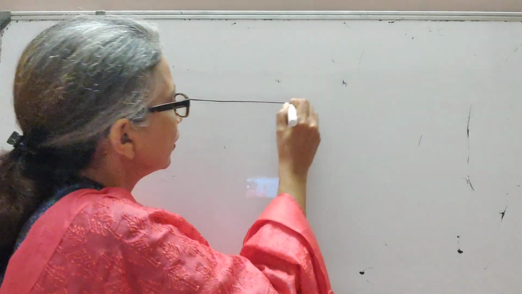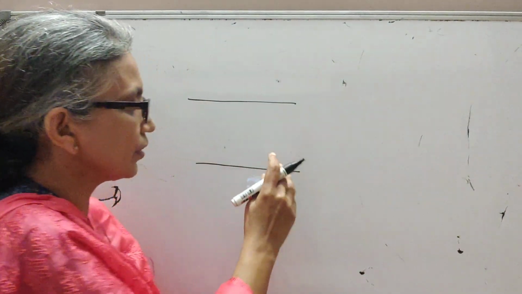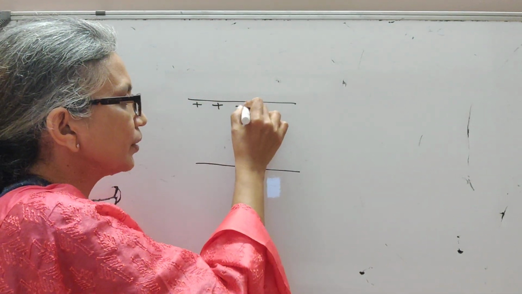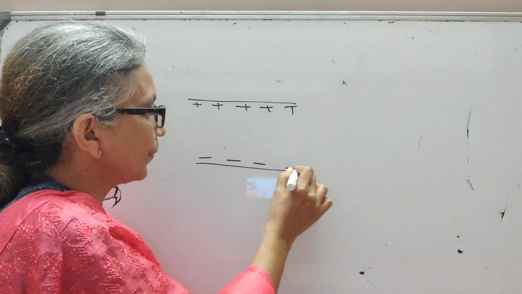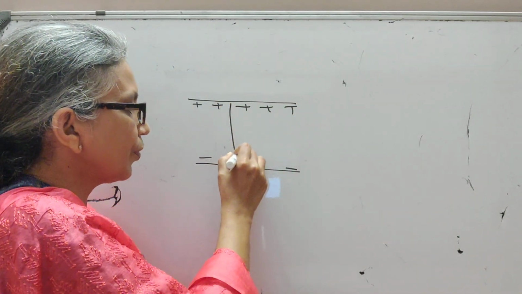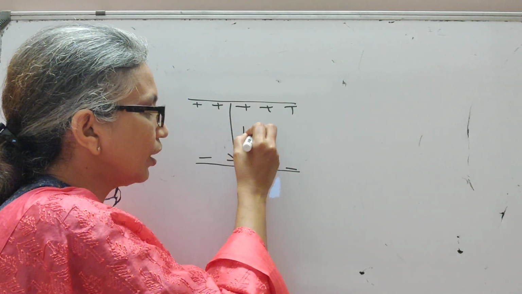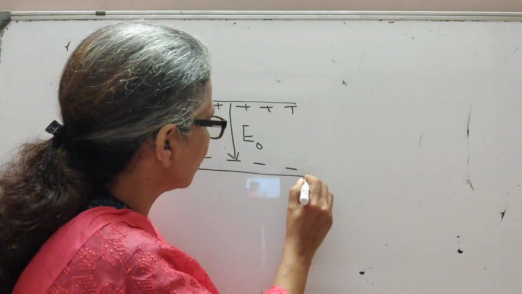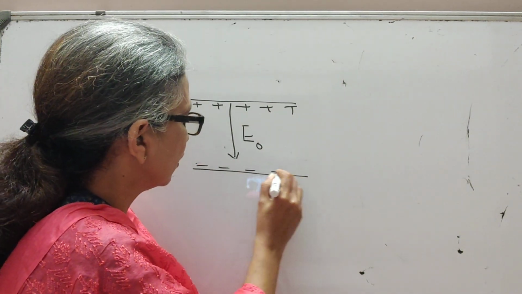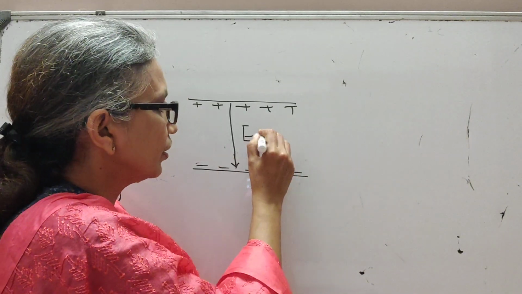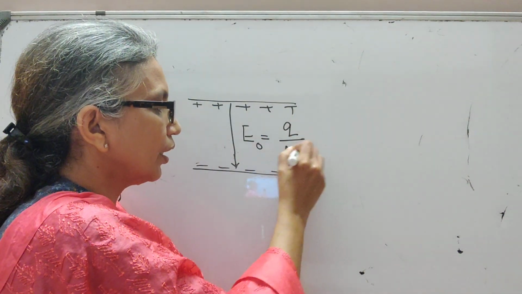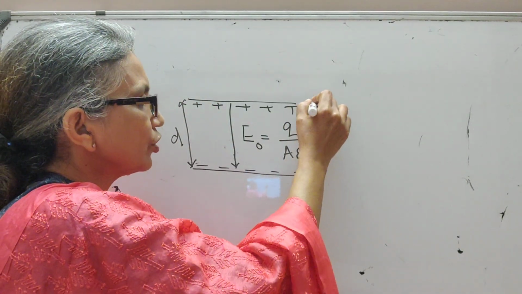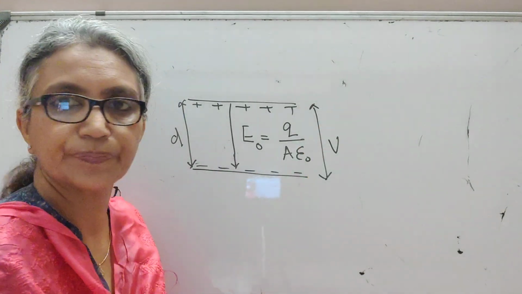I'm going to draw my capacitor like this now. This is a capacitor. Instead of drawing like this, I simply drew it like this. So we have this as the positive plate, this as the negative plate. I have an electric field directed from positive to negative, which I will call E0, simply because the medium between the plates is air. And this we know is Q by A epsilon 0. The distance between the plates I'll take as D, and the potential difference between the plates I'll take as V.